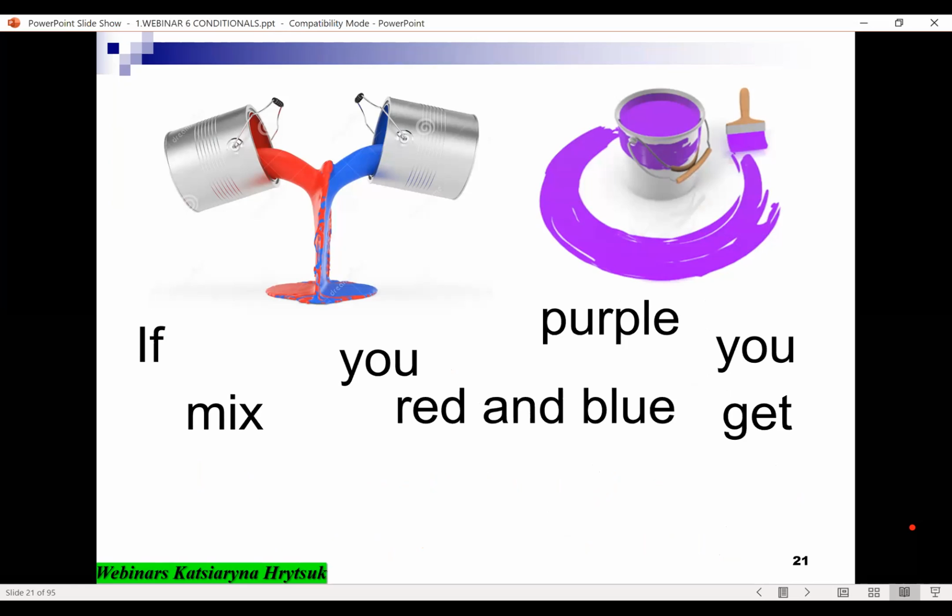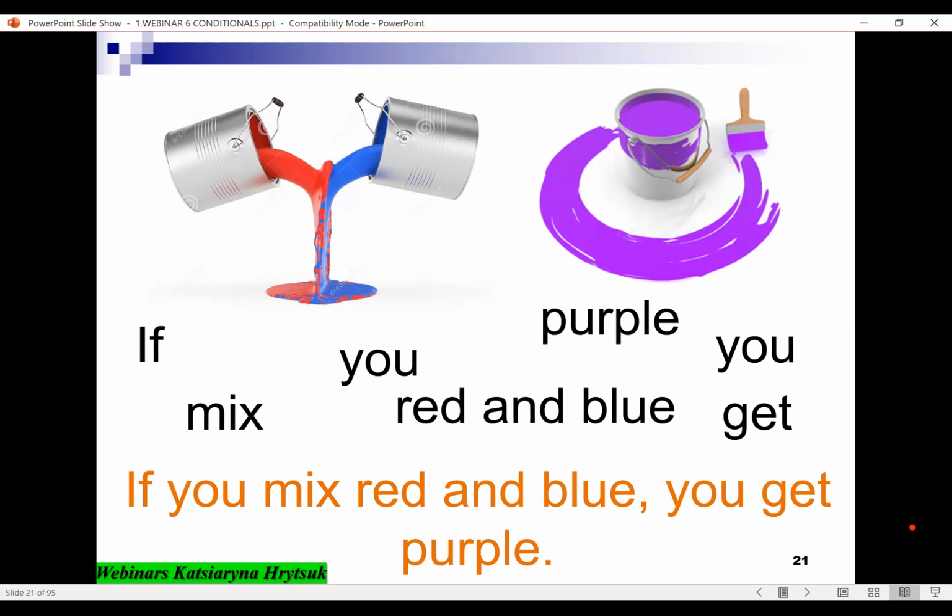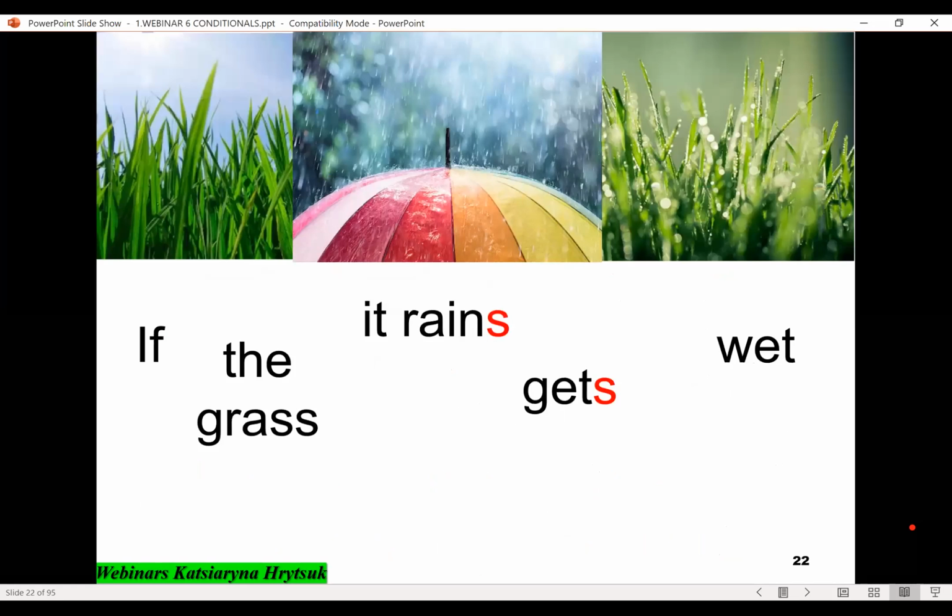If you mix red and blue, you get purple. Bravo. If you mix red and blue, you get purple. Vika. If it rains, don't talk about if.